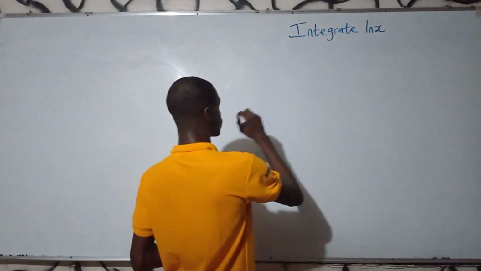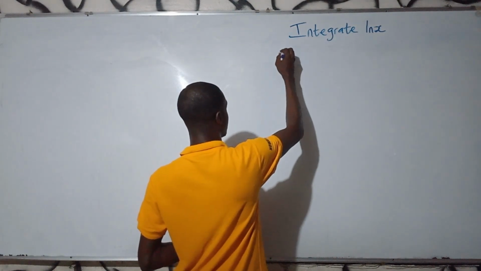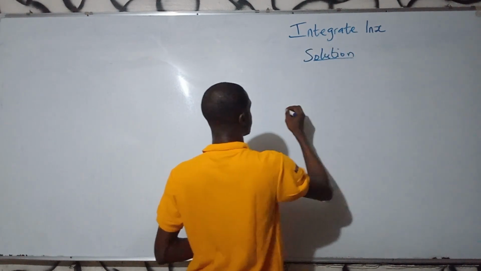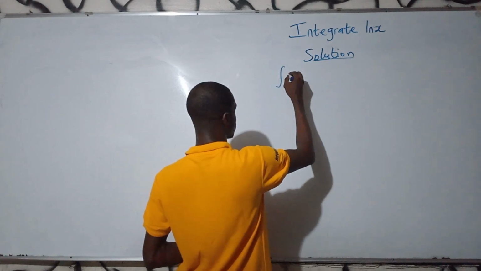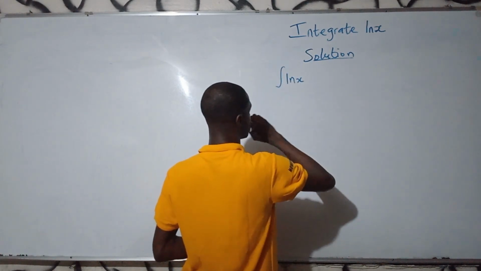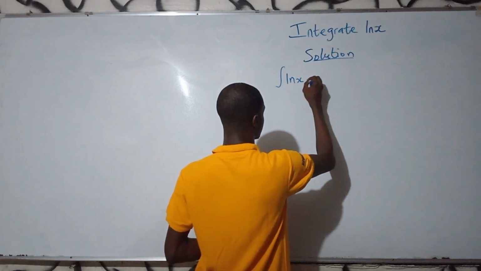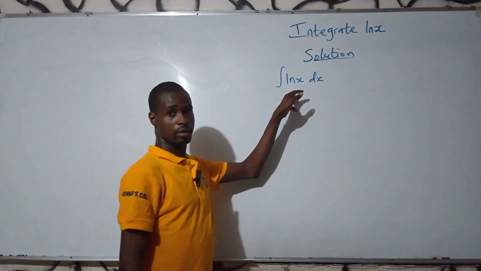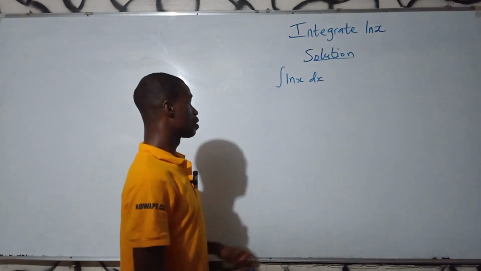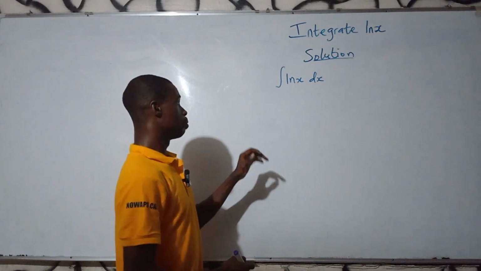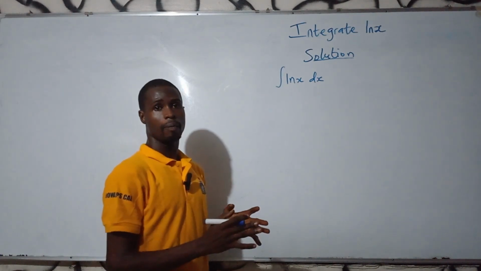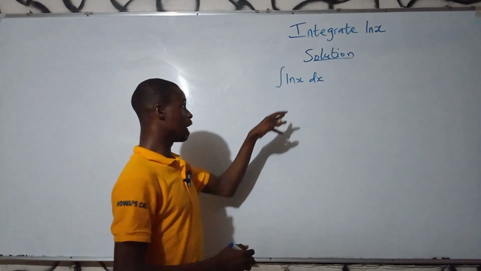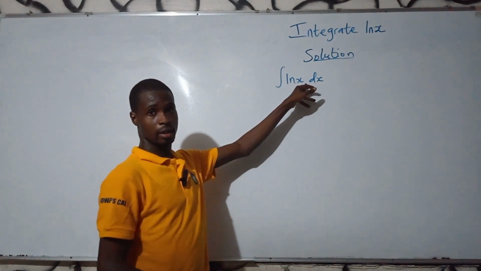So now we have, in the solution, the integral of ln x dx. So this is what we are asked to integrate normally. But this is what I want you to understand: because we are applying the integration by parts formula, we have to do what? We have to add one here. Do you get that now?